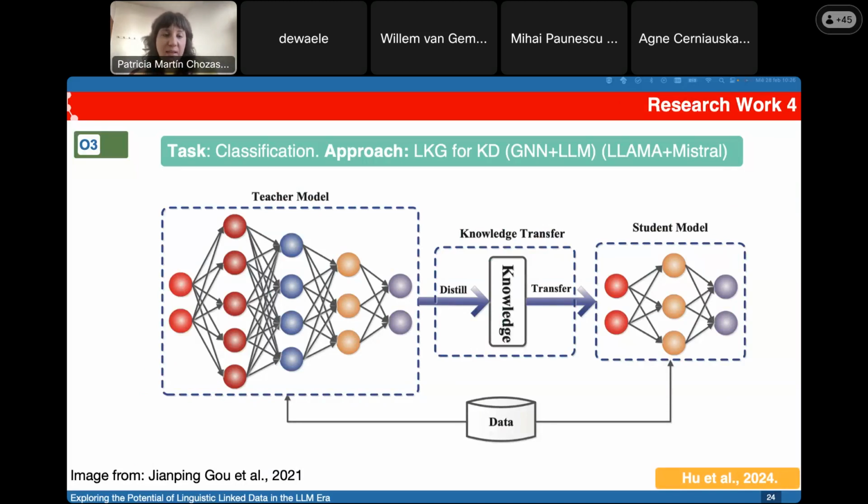So basically, they add the knowledge that the LLM has plus the knowledge from the linguistic database into the NN, the neural network that is the student. So the LLM would be the teacher and the smaller neural network would be the student. And I wanted to mention this because the main advantage of this technique is that the computational costs that we mentioned before are reduced with this technique.